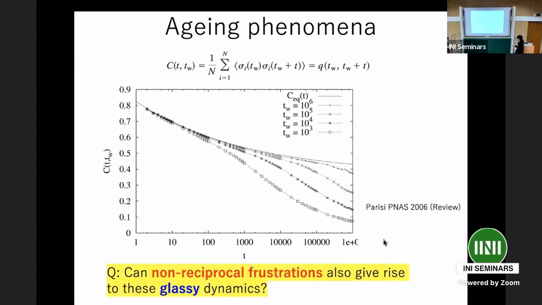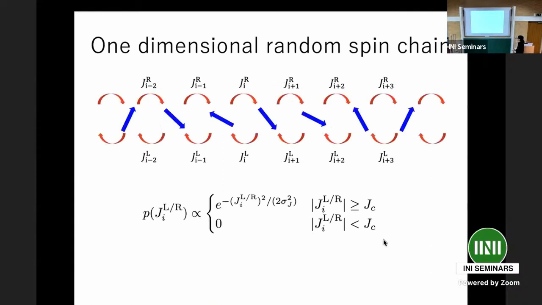So the question is, can non-reciprocal frustration also give rise to these glassy dynamics? What I considered here was, for simplicity, just a one-dimensional random spin model. It's a very simple model, an XY model on a one-dimensional chain, and now the couplings are assumed to be random. I just put a cutoff for J_i so that the system will not completely decouple, but it turns out that this was not really essential.